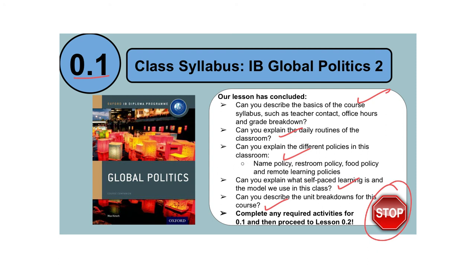So at this point, make sure that you have got your notes together, that you've written this stuff down in blue. And if you have any questions, reach out to me. And at this point, you have completed 0.1. Complete any activity if there is one. And if lesson 0.2 is ready and available, move on to that one.